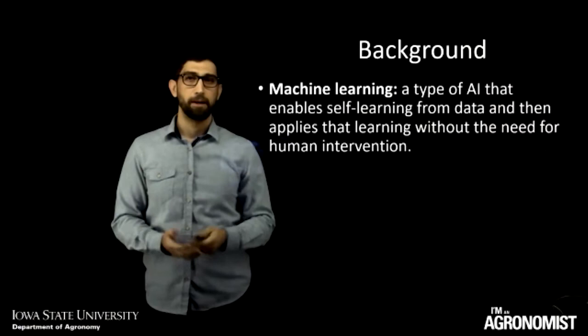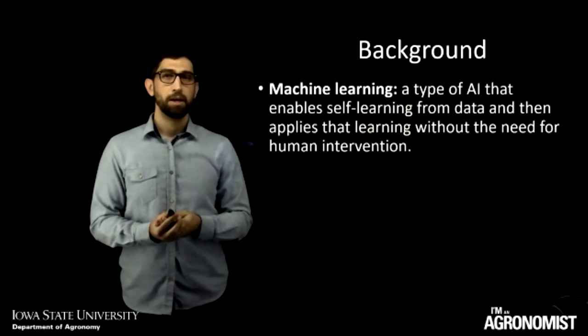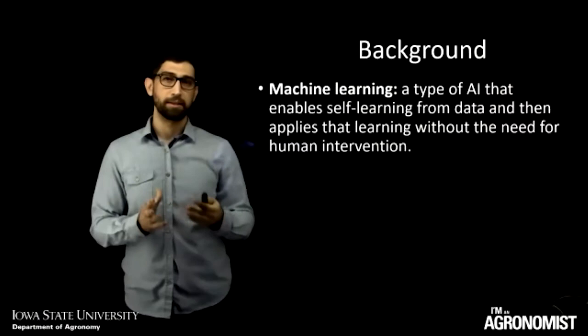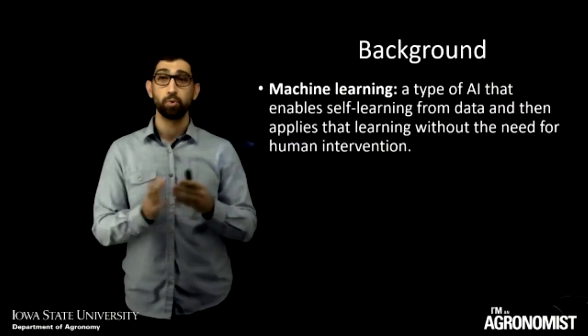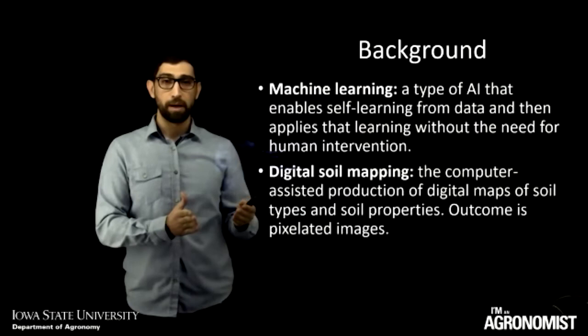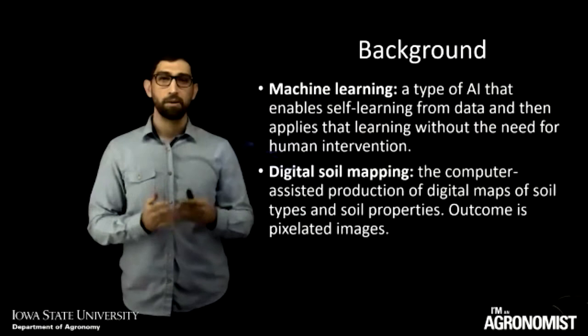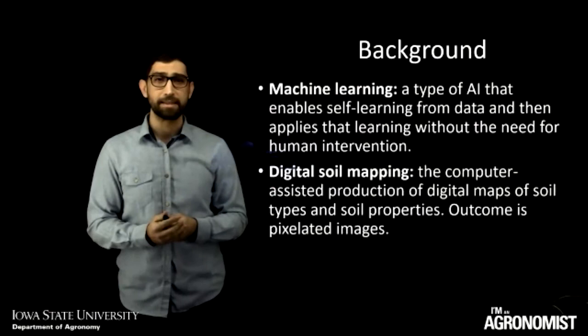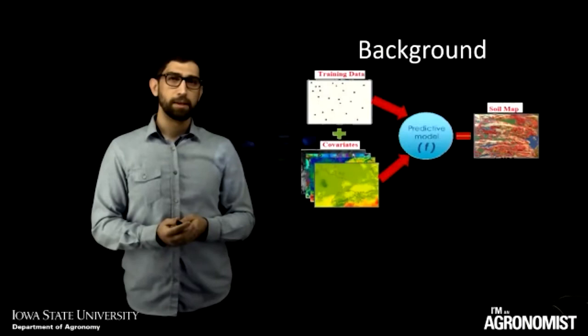I said that we use machine learning, so let me give the definition first. It is a type of artificial intelligence enabling self-learning from data when it is fed, and that learning is used to make new predictions without human intervention. This is used in digital soil mapping as the computer-assisted production of digital soil maps for different soil types and soil properties. And our outcome is pixelated raster images.